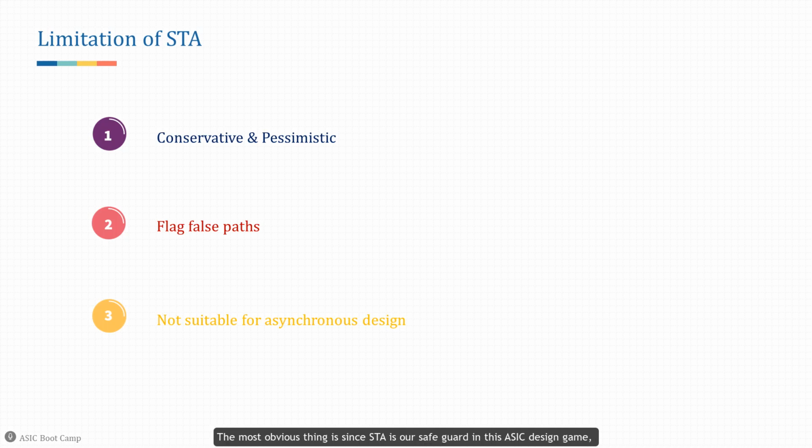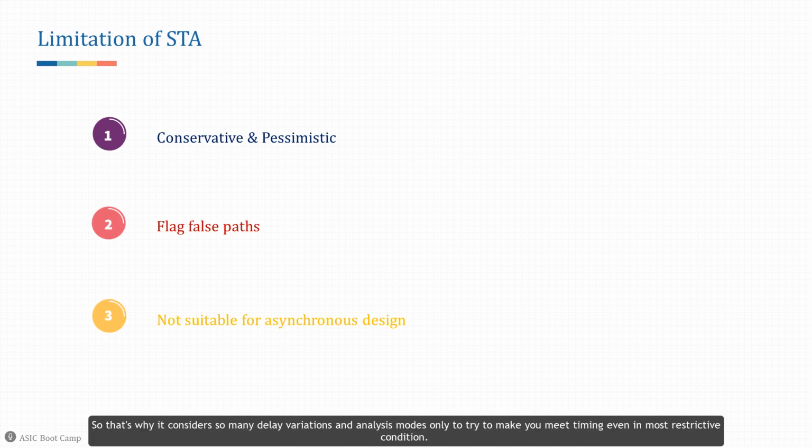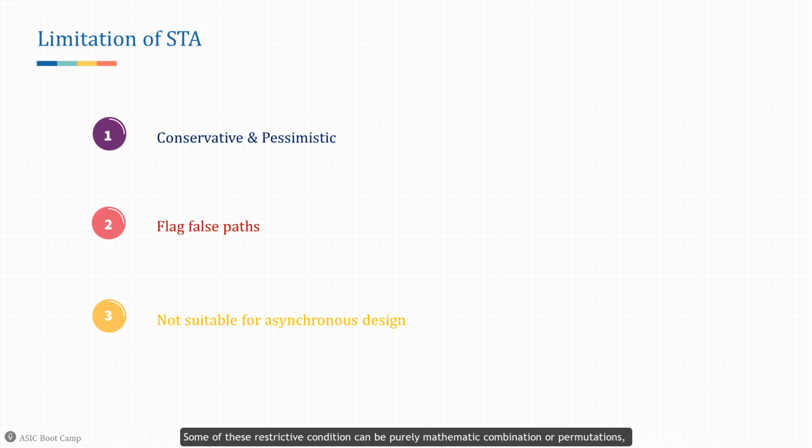The most obvious thing is, since STA is our safeguard in this ASIC design game, it has to be very conservative. It won't allow you to take any chance of failing timing and causing a functional failure. That's why it considers so many delay variations and analysis modes, only to try to make you meet timing even in the most restrictive condition. Some of these restrictive conditions can be purely mathematical combinations or permutations, which very rarely exist in reality, so if we rely on STA, we have to spend effort to close timing on the unrealistic case.